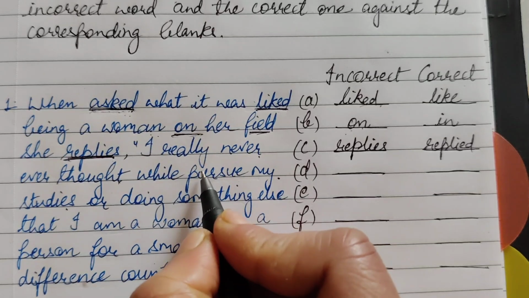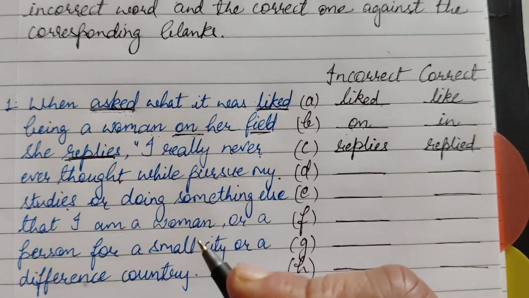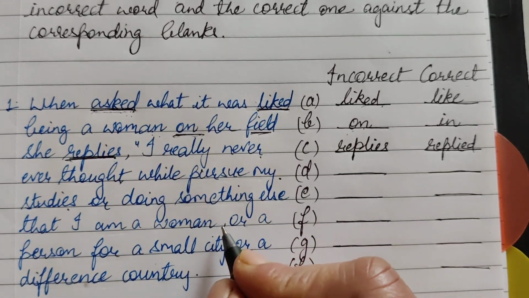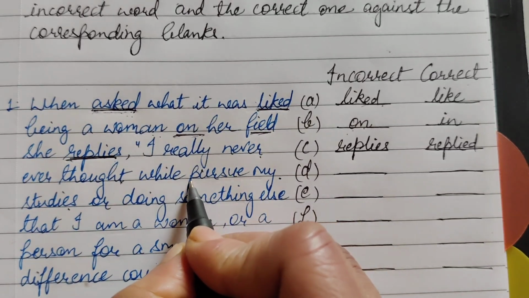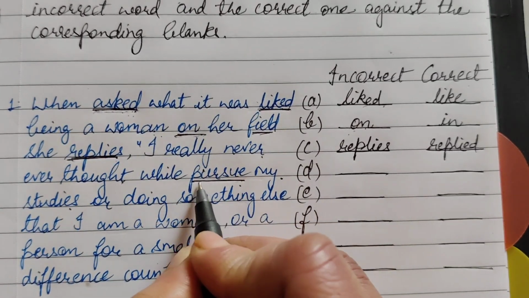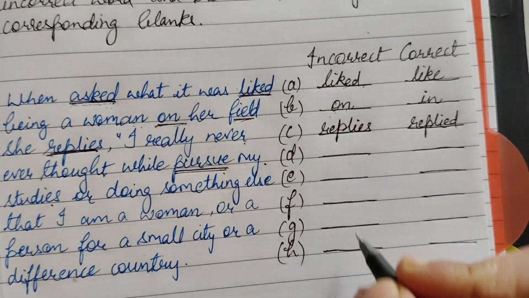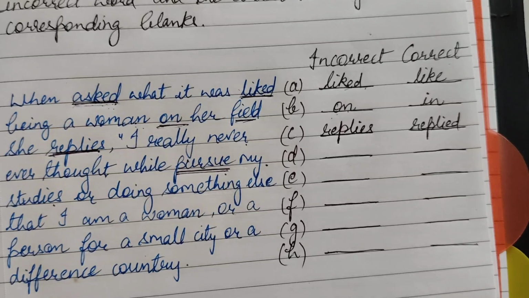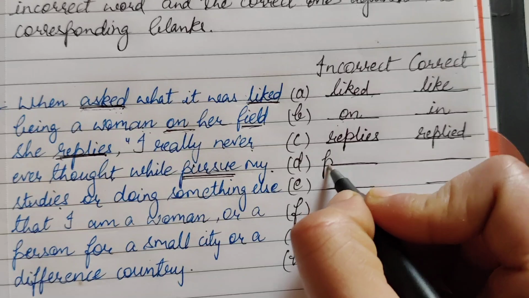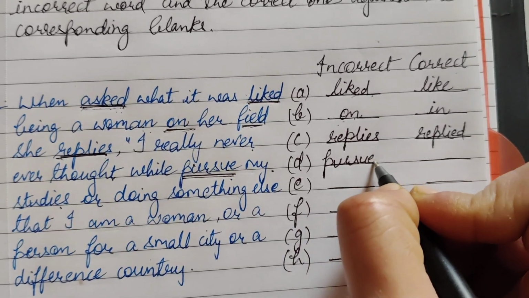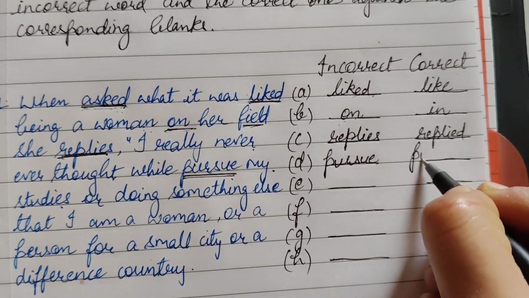See, if we are doing something in the present, and if we want to show the continuity of work, we use the ing form. So this "pursue" is the first form, while to show the continuity of something we will add ing to this word. Okay, so pursue is incorrect here, and we will use pursuing.